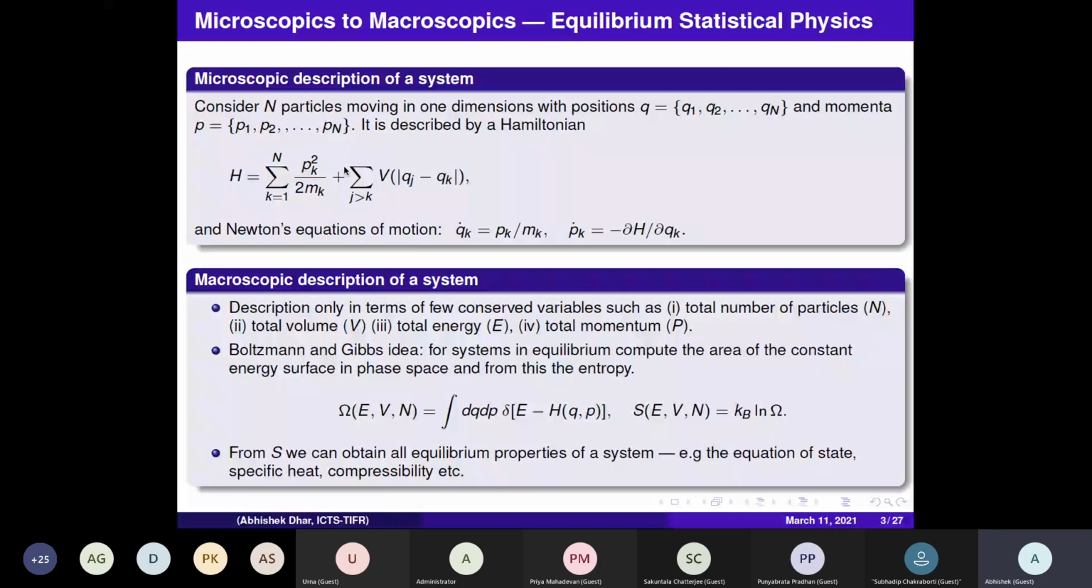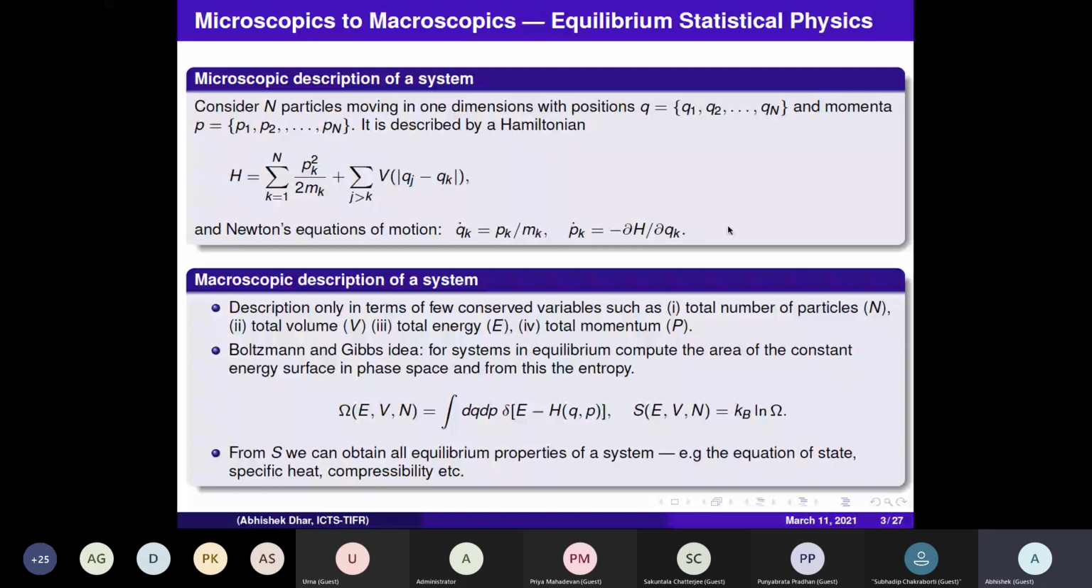Okay. So this is the usual picture in equilibrium statistical physics. The microscopic description of a system is, let's say we are looking at systems in one dimension, and you have N particles, so you need to specify the positions and momenta of all the particles, and then something called the Hamiltonian, which has a kinetic energy part and a potential energy part. And then given this Hamiltonian, one can write the equations of motion. So q_k dot is equal to p_k by m_k, and p_k dot is equal to minus del H del q_k. So this is basically Newton's equations.